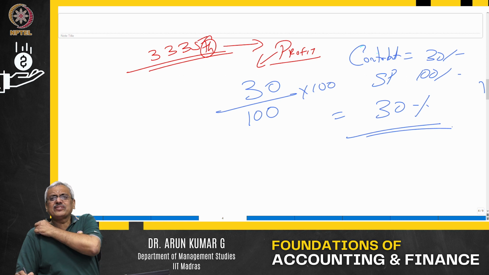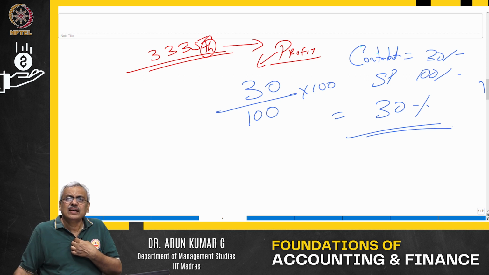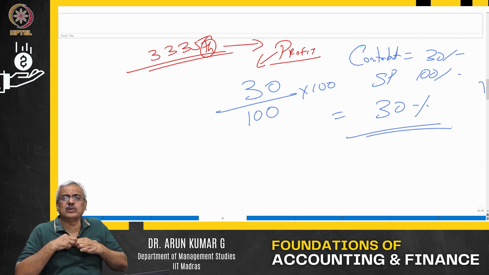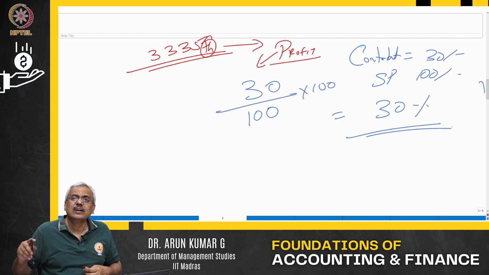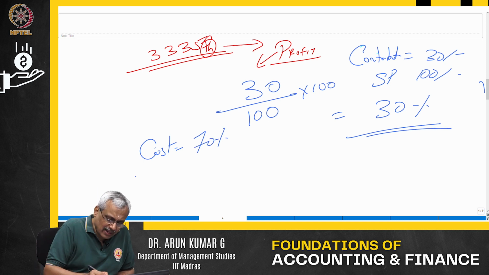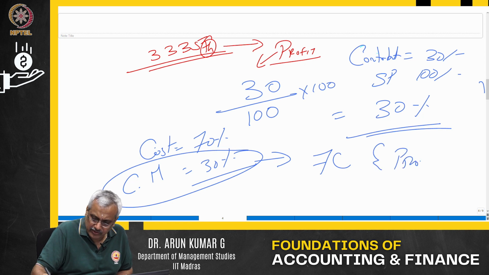So, what am I trying to say? In this contribution margin ratio or profit volume ratio, I am trying to say that if my contribution margin, or profit to volume, is 30%, that means my cost is 70%. My contribution margin of 30% is used for covering the fixed cost and yielding profit.